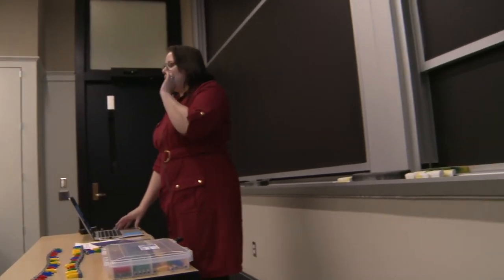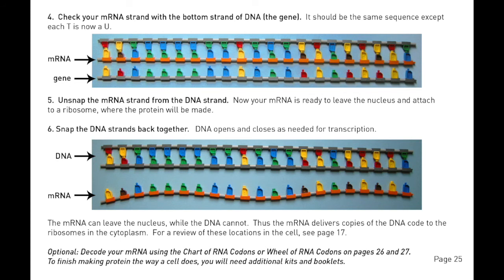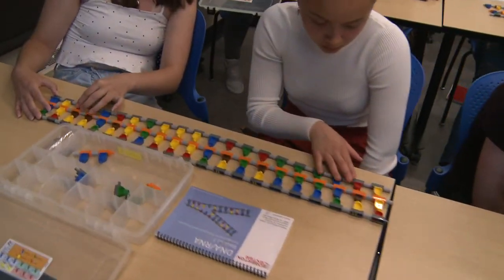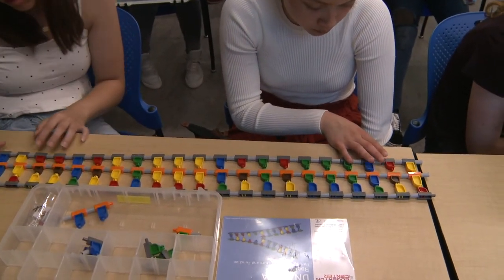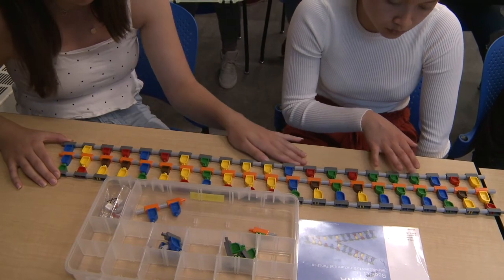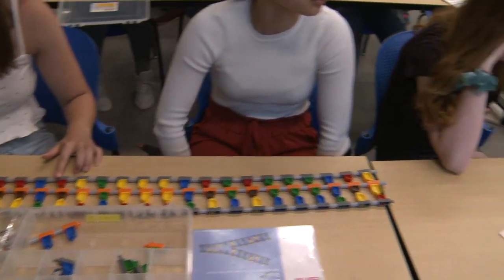Okay, so what process did we just complete? Transcription. This is transcription, right? So scribe means to copy. So we've copied the information, right? If you haven't already, please pull up the bottom strand of DNA right under your messenger RNA and double check it's exactly the same sequence, except U's instead of T's. We don't want any unintended mutations.